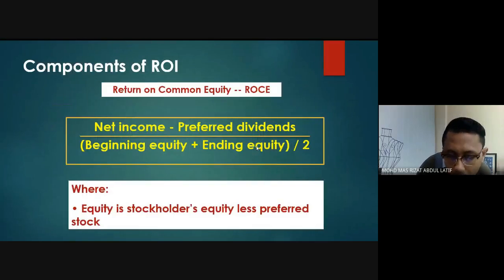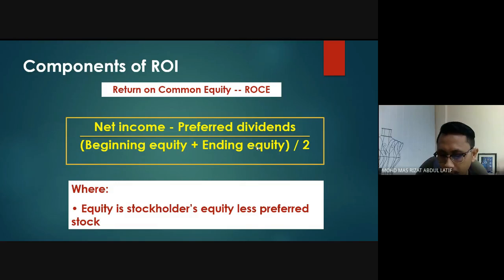Now, next one will be your return on common equity, ROCE. So straight away go to page 469. So dia ada bagi contoh kat situ lah, illustration in 467, 468 for return on net operating asset. That one you can go through on your own. Okay, kita pergi kepada ROCE, return on common shareholders equity.